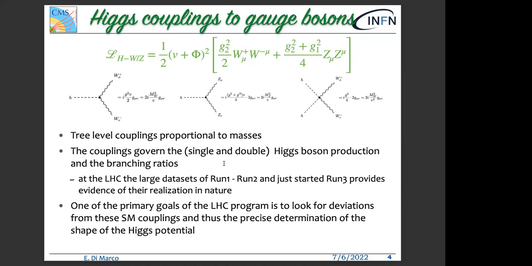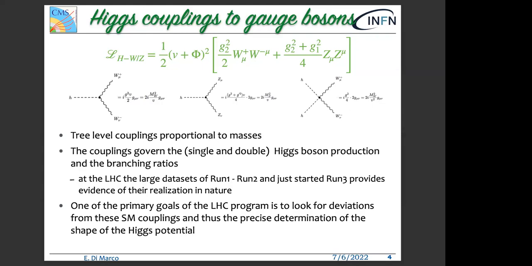Okay, so the LHC, with the data sets of run 1 and run 2, and now also run 3, which has just started, provides the evidence of the realization of this model in nature. So I would say that now we are celebrating the 10 years since the discovery of the Higgs boson, but still the Higgs boson is one of the primary goals of the LHC program, because we now have to move to precision measurements, let's say.